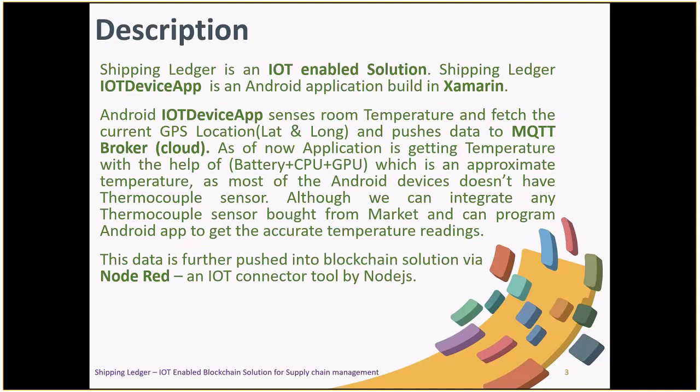As of now, the application is getting temperature with the help of battery, CPU, GPU, which is an approximate temperature, as most Android devices do not have thermocouple sensors. Although we can integrate any thermocouple sensor bought from the market and can program the Android app to get accurate temperature readings. This data is further pushed into the blockchain with the help of Node-RED. Node-RED is an IoT connector tool powered by Node.js.